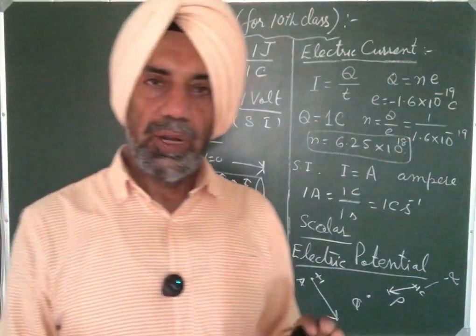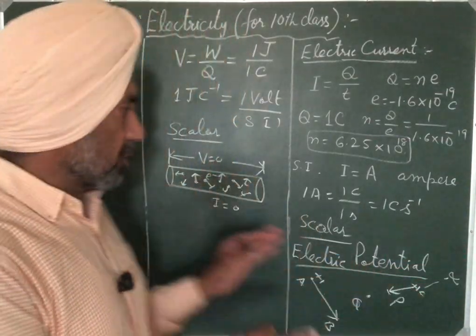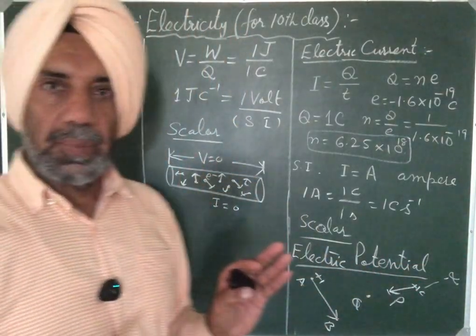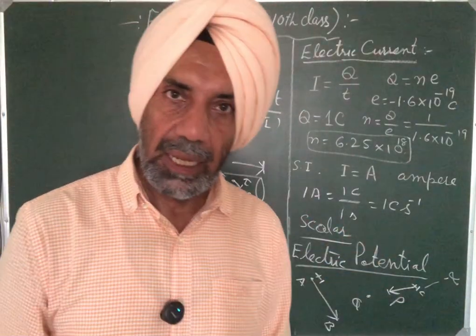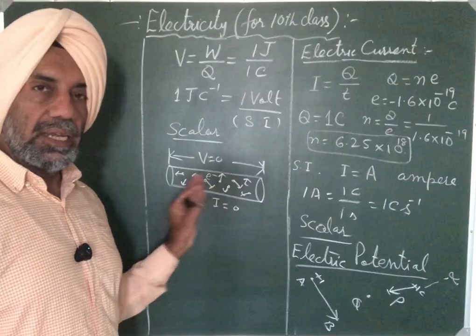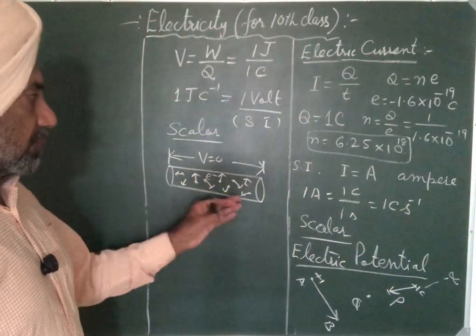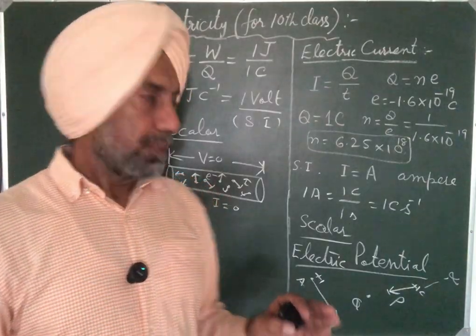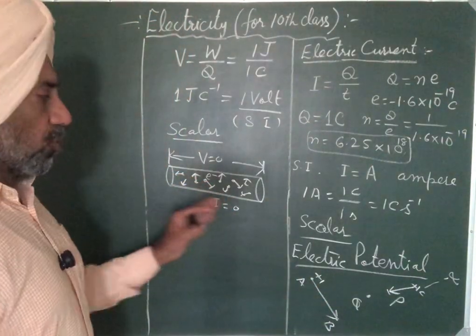So current flows only when there is net flow of charge in a particular direction. When there is no potential difference, but in the conductor there are a large number of free electrons which move in random fashion with very large speeds, the net flow is 0. Therefore, there is no current.